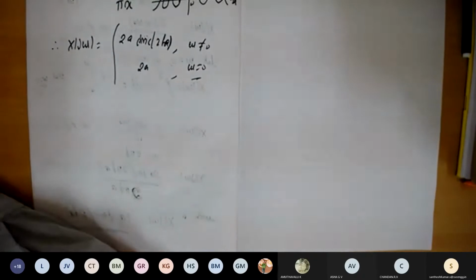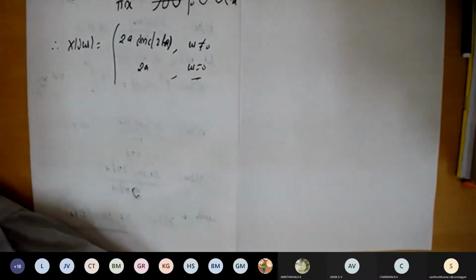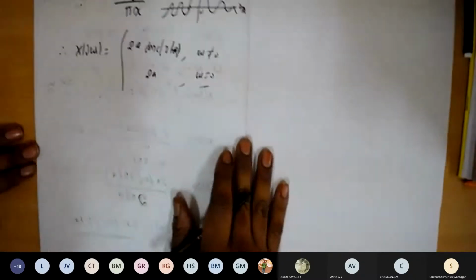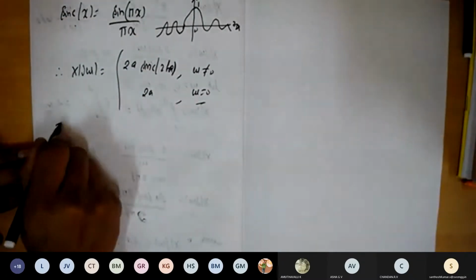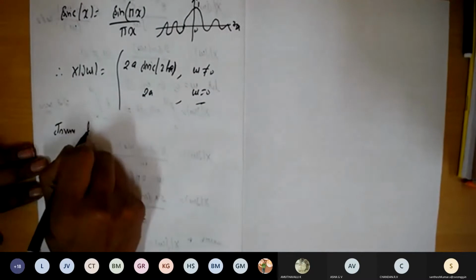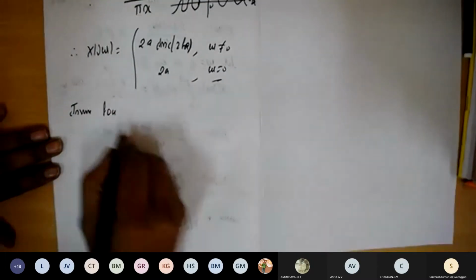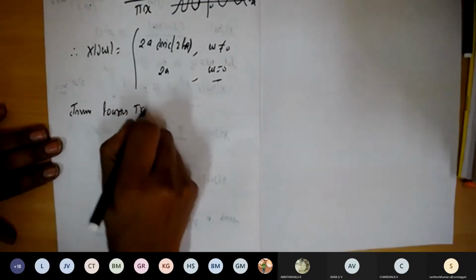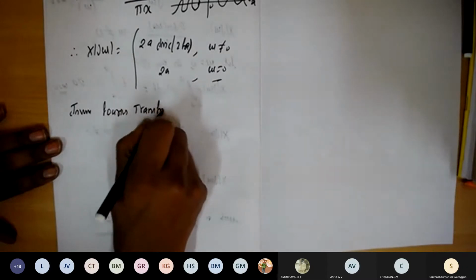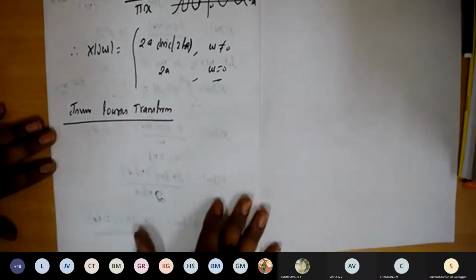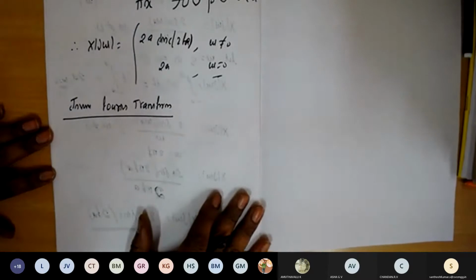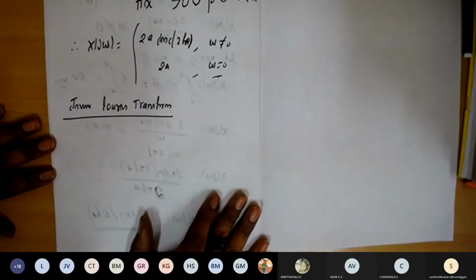So far we have seen many problems on the Fourier transform, so now we'll go for the inverse Fourier transform. We can find it using partial fraction expansion, and also using the direct formula method. So you can take the next heading as inverse Fourier transform. Here we are going to find the inverse Fourier transform by using the partial fraction expansion.